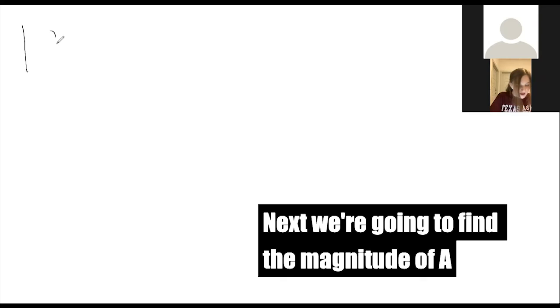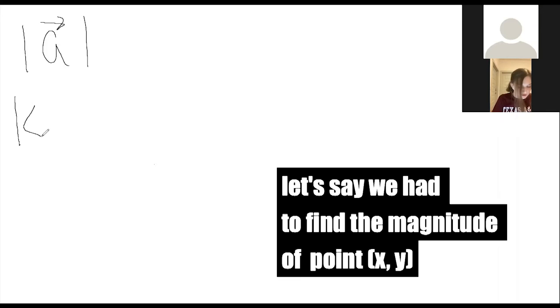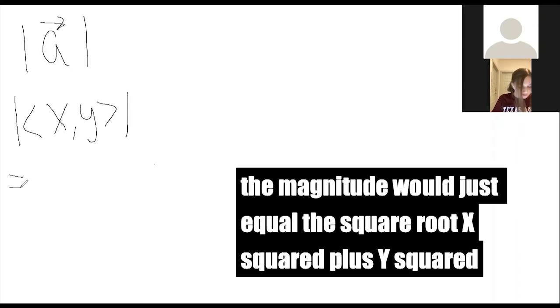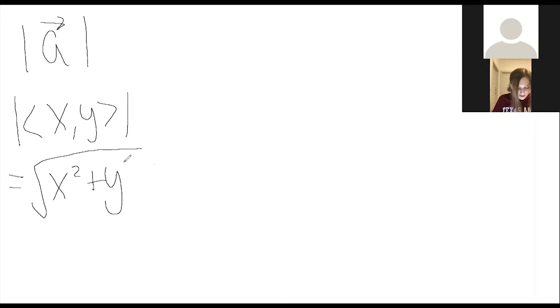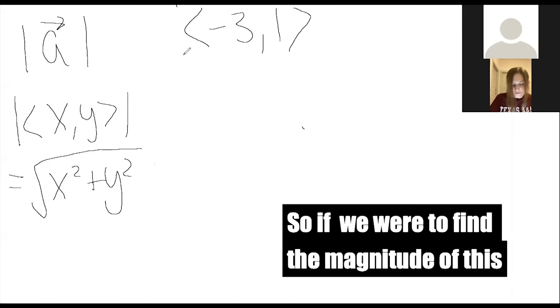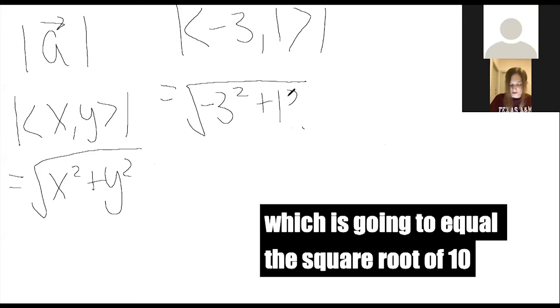Next, we're going to find the magnitude of A. The way we find the magnitude of a given point is, let's say we had to find the magnitude of point (x, y). The magnitude would just equal the square root of x squared plus y squared. So our A point is (negative 3, 1). If we were to find the magnitude of this, it'd just be the square root of negative 3 squared plus 1 squared, which is going to equal the square root of 10.